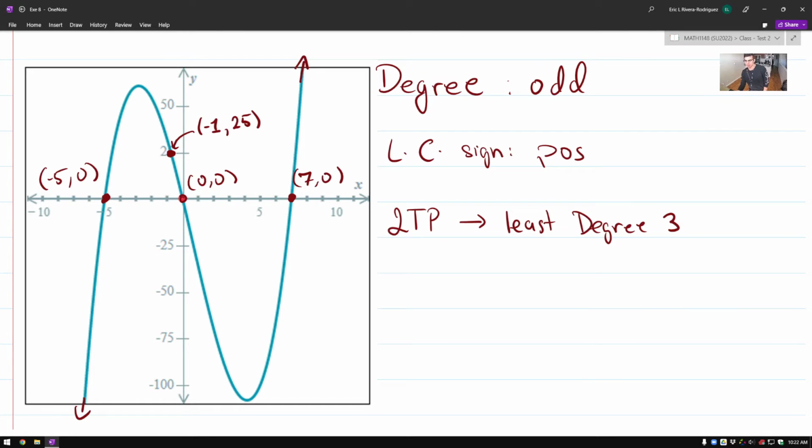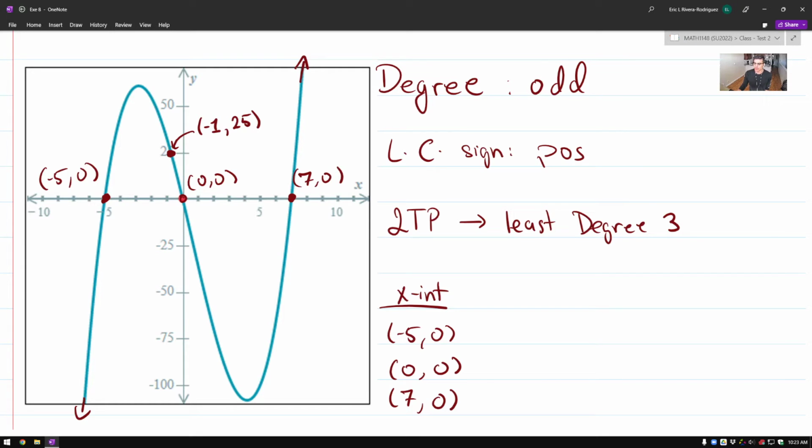And remember that at least its degree is 3, but the degree is odd, so 3, 5, 7, and so on. Okay, but at least the degree is 3. That's correct. What else do we got? The x-intercepts. So we have -5, 0. We have 0, 0, and we have 7, 0.